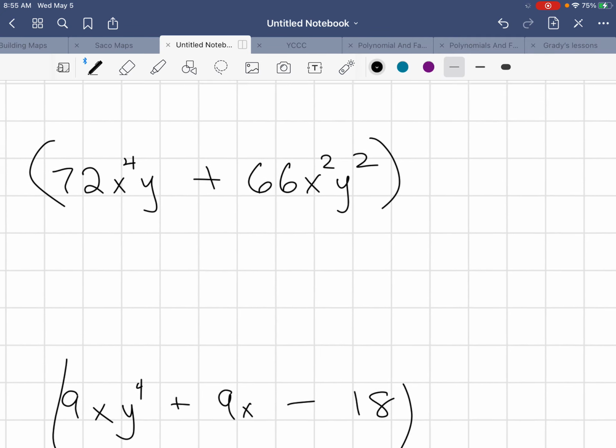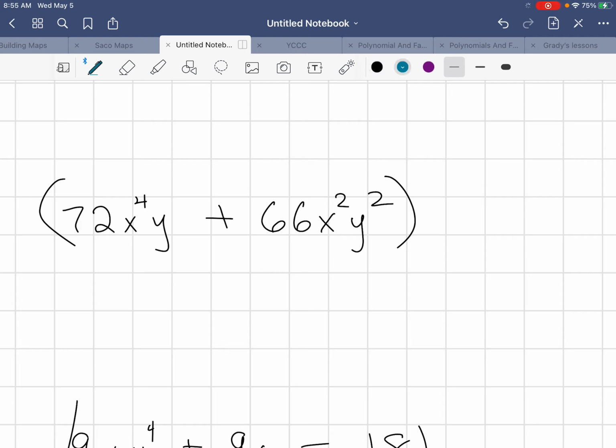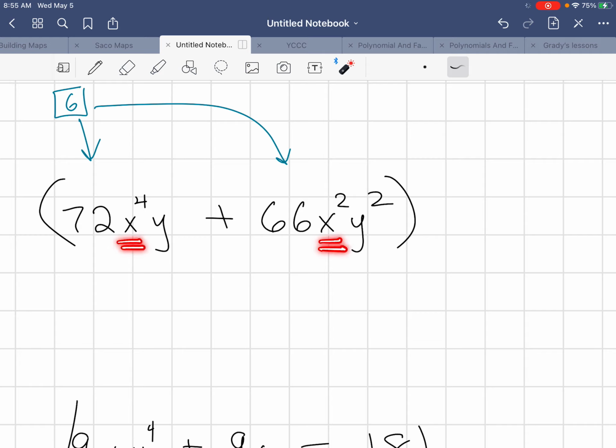Now we're talking a little more complicated. The numbers here are 72 and 66. If you know your factors of 72, you can clearly see that 6 is going to be a factor of both of these. And then if I'm looking at the variables, just start with the x's here. There are 4 x's here, there are 2 x's there. So I'm going to take whichever are fewer, and that's going to become part of my GCF. So there's 4 here, there's 2 here. Both of these will be part of my GCF. And then similarly for the y, I have 1 y here, I have 2 y's here. Okay, so this 1 y is going to be part of the GCF.